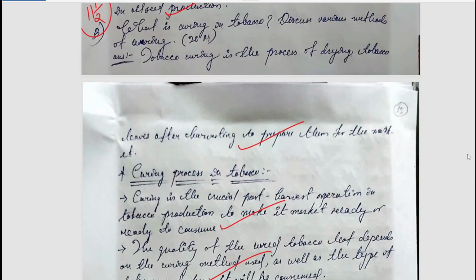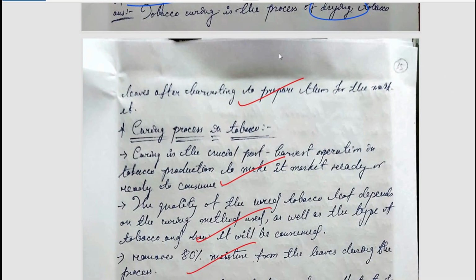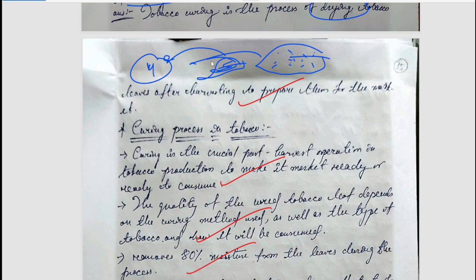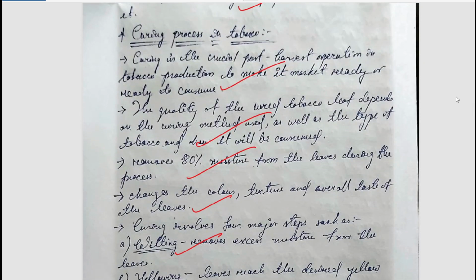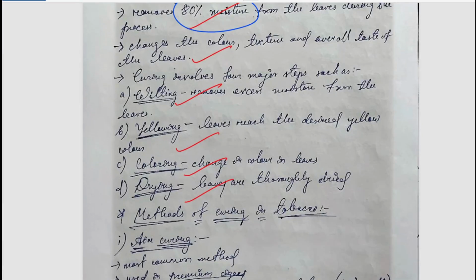The next question is: what is curing in tobacco, and discuss the methods of curing. So what is curing? Curing means drying. We all know that when tobacco leaves are harvested from the field, they are very wet, with a huge amount of moisture present in them. So before sending them to market, they are first cured, that is, dried, and then sent to the market for consumption and other uses. Curing is very crucial because it removes 80% of the moisture from the tobacco leaves. It also prevents various things.